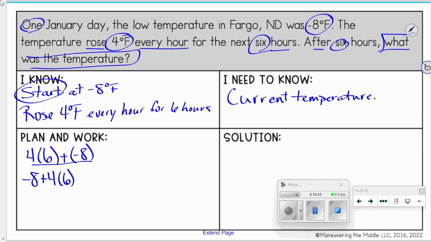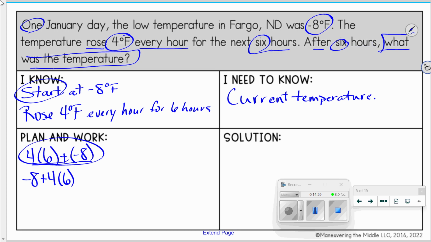But why would you do negative 8 plus 4 first? Because you're starting at negative 8. That's not correct. It doesn't change the answer at all. It's just how it's stated. Mathematically, this is how you're going to do it because of order of operations.